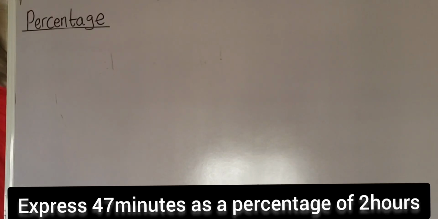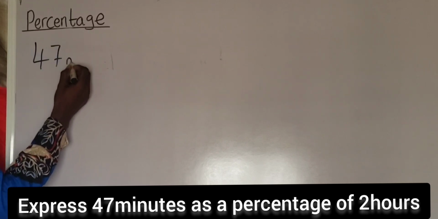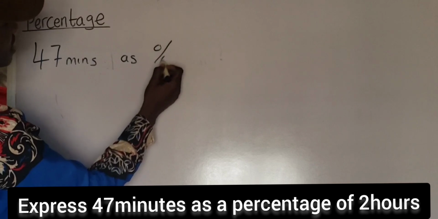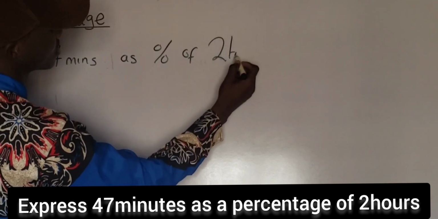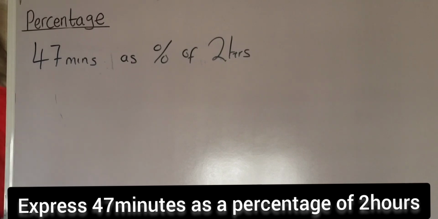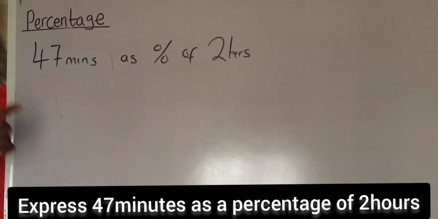Express 47 minutes as a percentage of 2 hours. Now, these are the parameters that are given in the question. We can only express a quantity as a percentage of another quantity if they have the same units. Are you paying attention? We have minutes in this place, we have hours in this place, so we cannot express this quantity unless we change this to minutes.